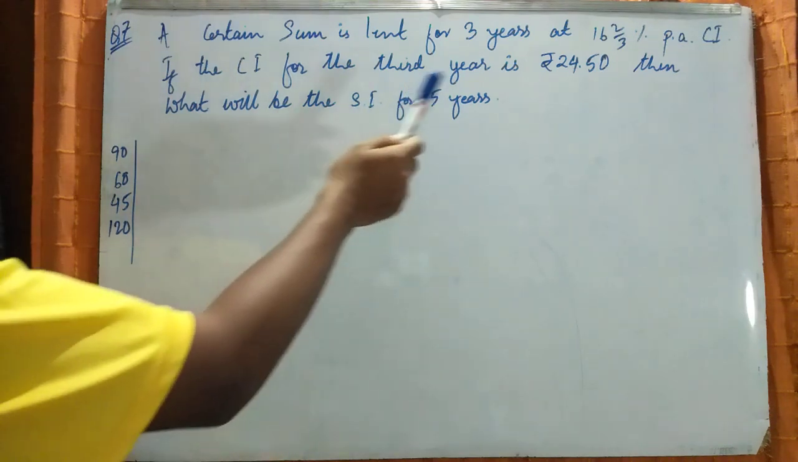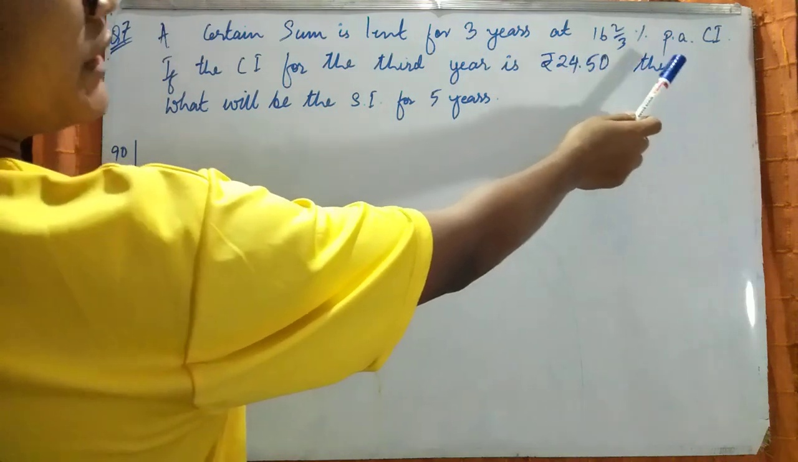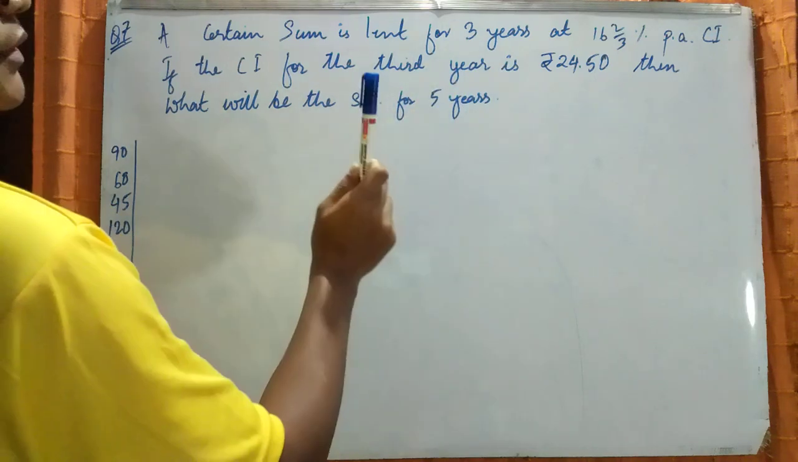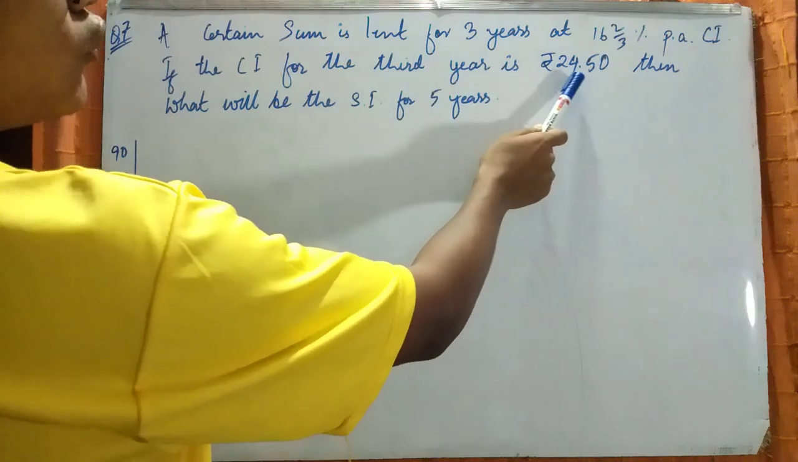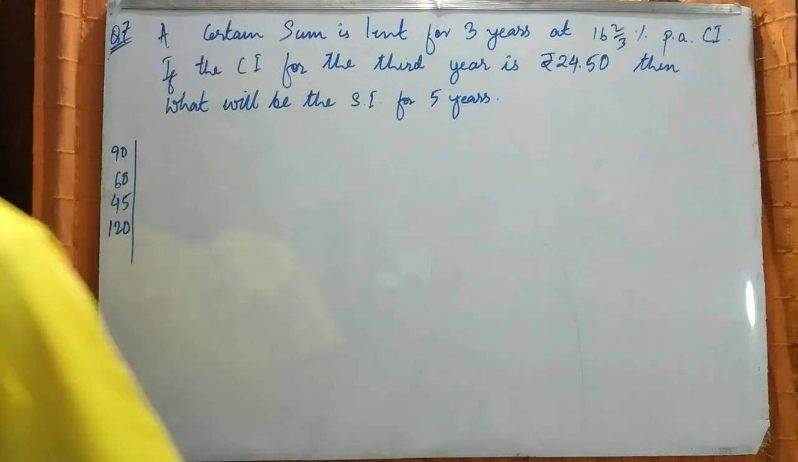A certain sum is lent for 3 years at 16 2 by 3% per annum, compound interest. If the compound interest for the third year is 24.5, then what will be the simple interest for 5 years?